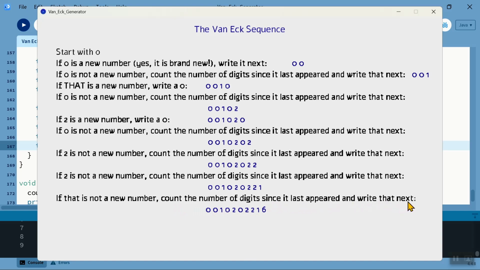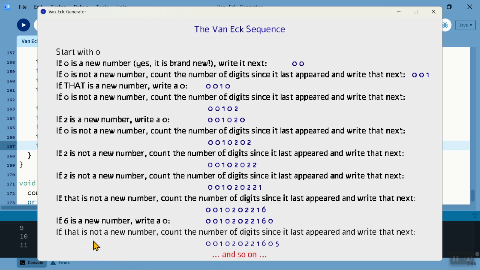If that's not a new number, count the number of digits since it last appeared and write that next. Now it's starting to get interesting because we're working with the number 1, and it only appeared 6 digits ago. 1, 2, 3, 4, 5, 6 digits ago. So we write a 6. If 6 is a new number, write a 0. And of course it is a new number, so we write a 0. And if that is not a new number, count the number of digits since it last appeared and write that next. And 0 last appeared 5 digits ago. 1, 2, 3, 4, 5. There it is, 5, and so on.